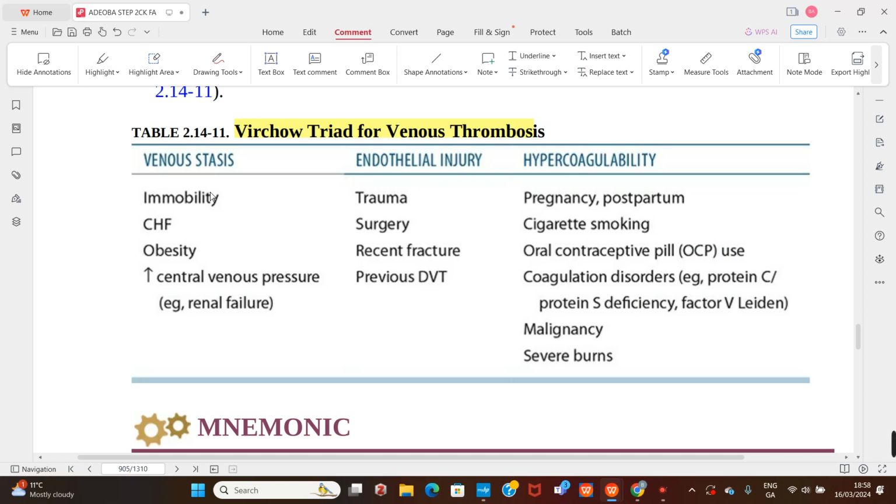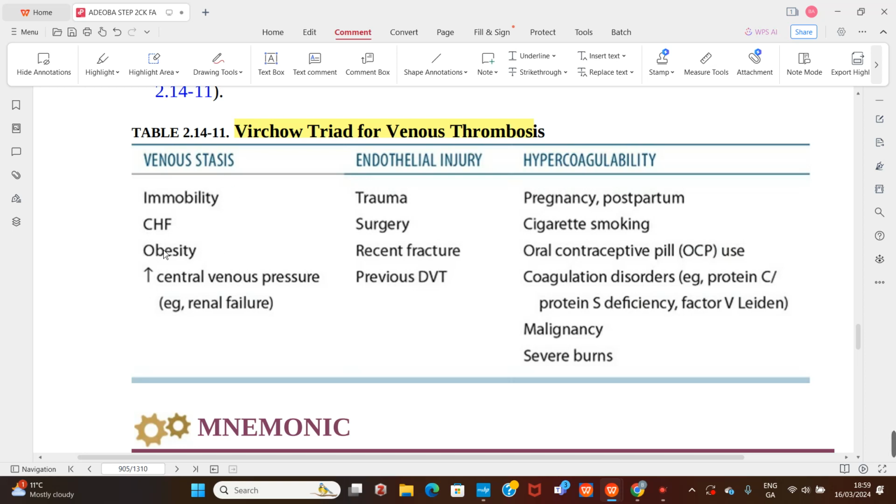Or somebody has heart failure, particularly right-sided heart failure, or what do we call this? Somebody should remind me. I think we have a name for it. Is it congestive? Yeah. Thank you, Dr. Roti. Congestive heart failure. So they can have venous stasis.